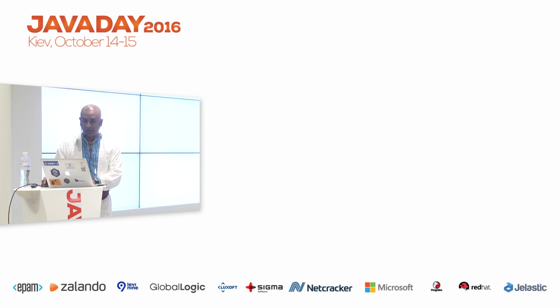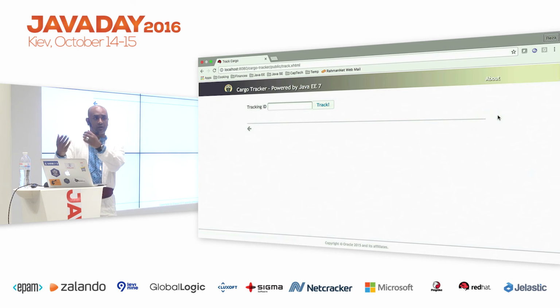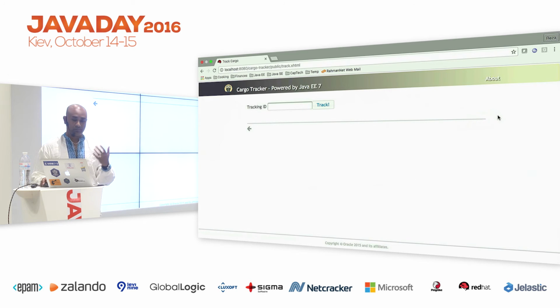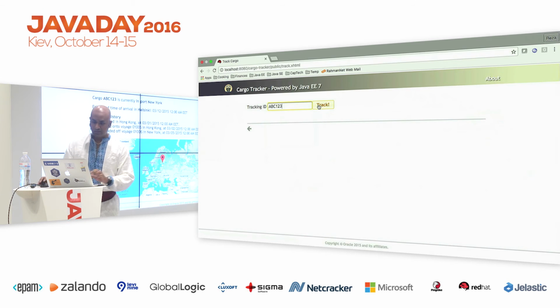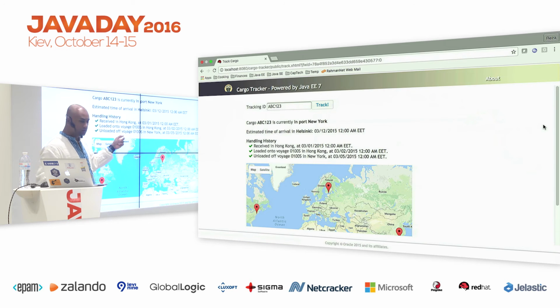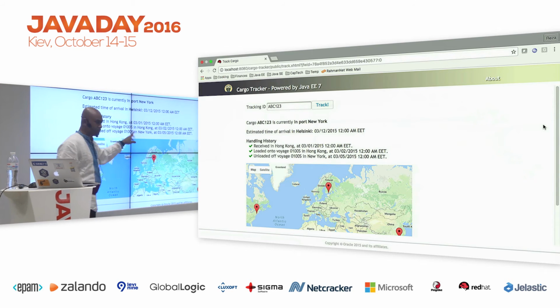So there's a public tracking interface. This is where a customer has registered a bit of cargo with you, and now he wants to find out what is happening with his cargo. So let's enter some values here. ABC 123. We can see that ABC 123 is currently in New York, and these are the things that have happened to it. It originated in Hong Kong, was loaded in Hong Kong, and was unloaded in New York.